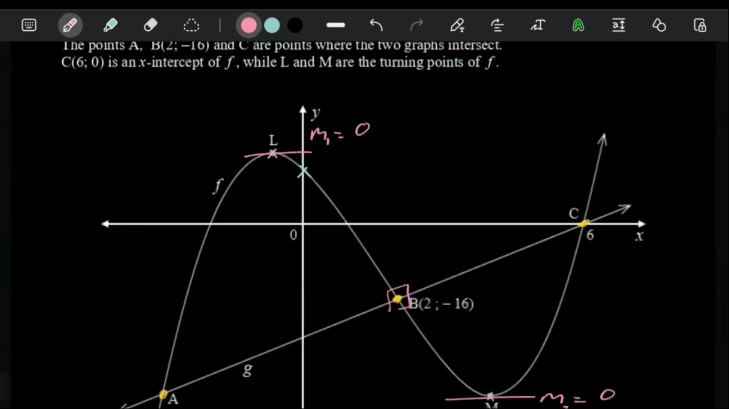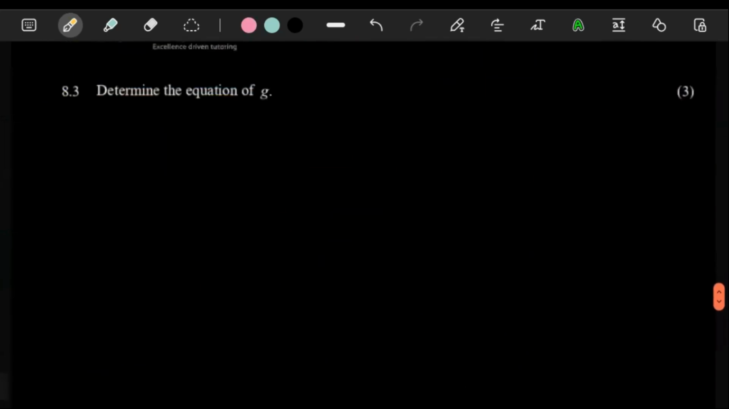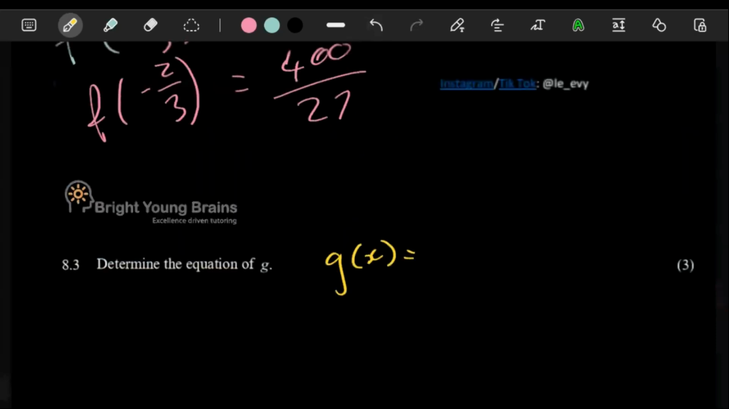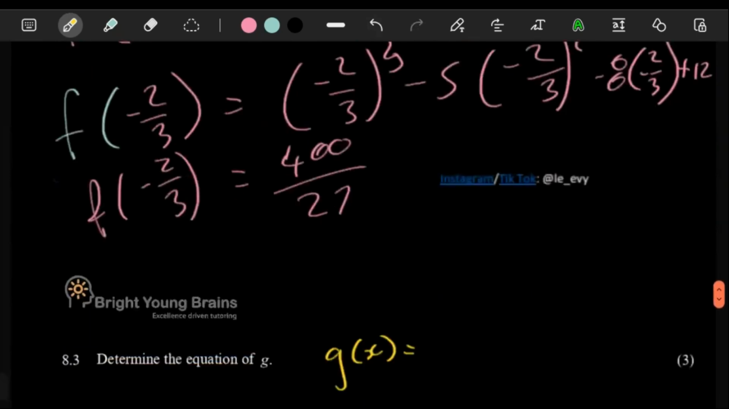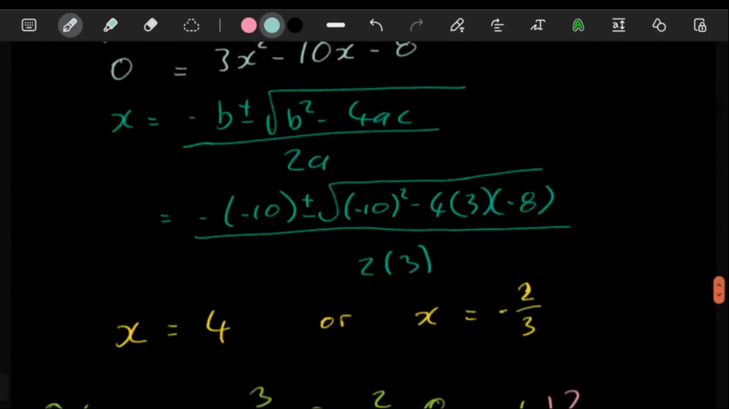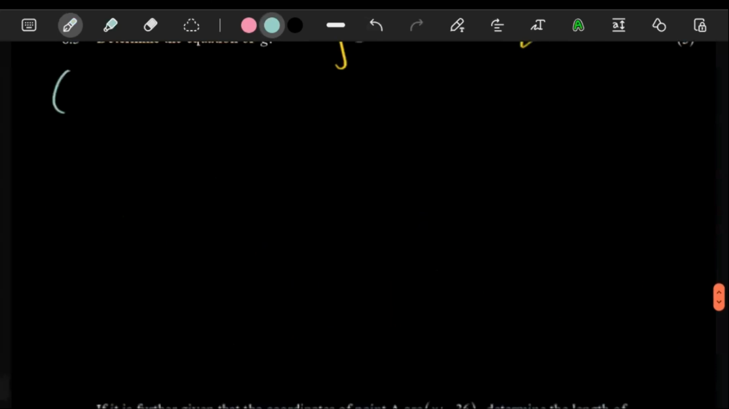So getting the value of A and Q, we can just use this coordinate here, 6 coordinate 0. Because remember, if you're going to get two variables, you can work them out simultaneously. So the equation of G, it says here, G of X is equal to AX plus Q, right? So the first coordinate is 2 and -16.